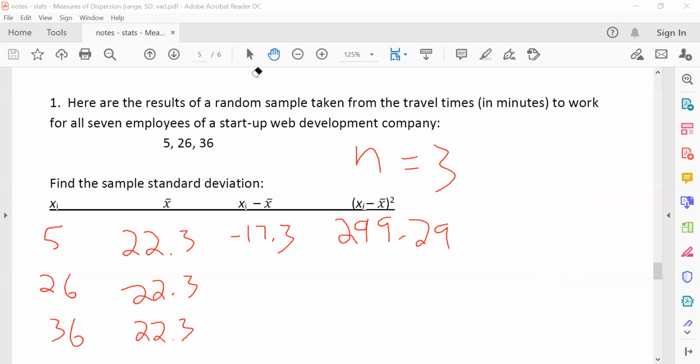Next up, we need to do 26 minus 22.3. That's going to give you 3.7. We need to do 3.7 squared. You can get 13.69.